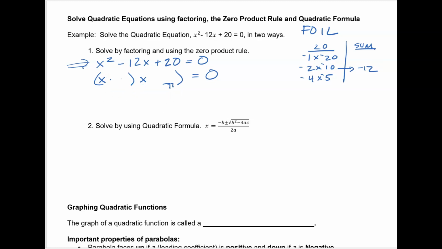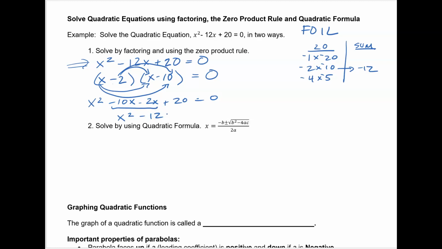So if we do x minus 2, x minus 10, let's go ahead and do our FOIL, first, outer, inner, last, to see if we get our original equation. So x times x is x squared. First, outer, x times negative 10 is negative 10x. Inner, negative 2x. And then last, positive 20. And if I combine those two middle terms, I get x squared minus 12x plus 20, and so that ends up working.